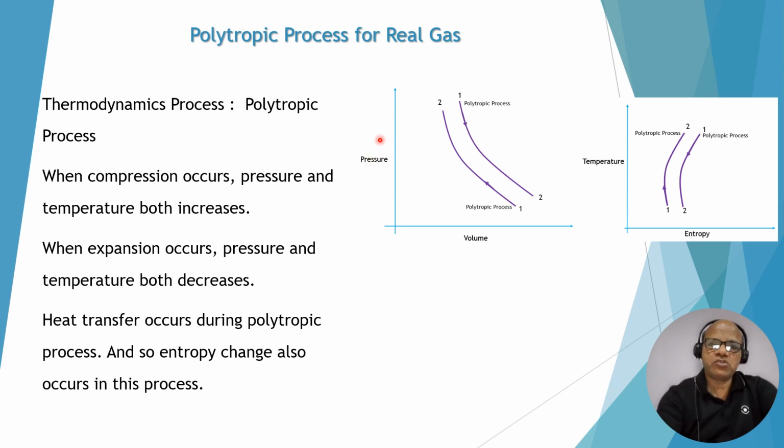The polytropic process is shown on the PV diagram and TS diagram. You can see in the polytropic process, when compression occurs, pressure and temperature both increase. When expansion occurs, pressure and temperature both decrease. This is the compression process, and this is the expansion process. During this polytropic process, a little bit of heat transfer occurs, so entropy increases in compression and decreases in expansion.